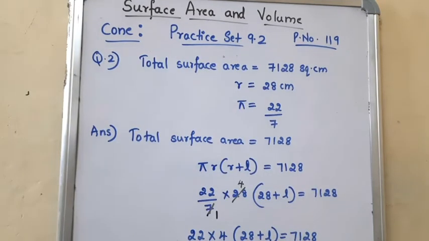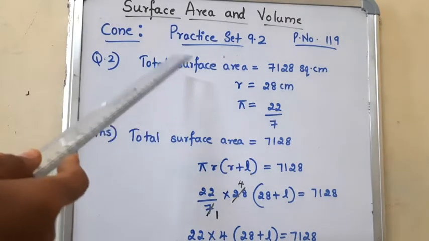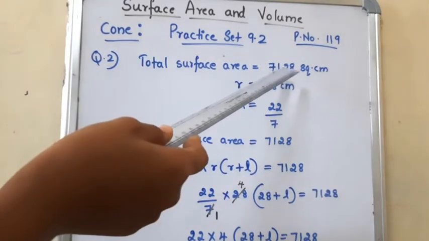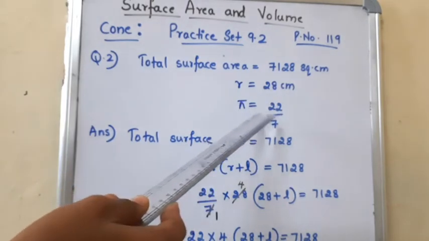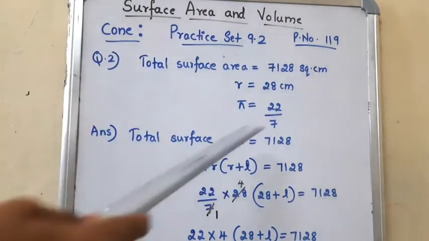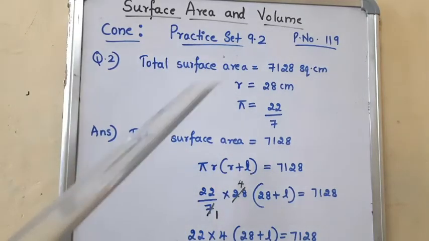Let's come to question number 2. This question is a little bit tricky question. Here they have given, find the volume of a cone if its total surface area is 7,128 square centimeter and the radius of base is 28 centimeter. In bracket value of pi is equal to 22 upon 7. Therefore they have given only 3 things. Surface area, total surface area 7,128 square centimeter, R is equal to 28 and pi is equal to 22 upon 7. From these values we have to find the volume of this cone.